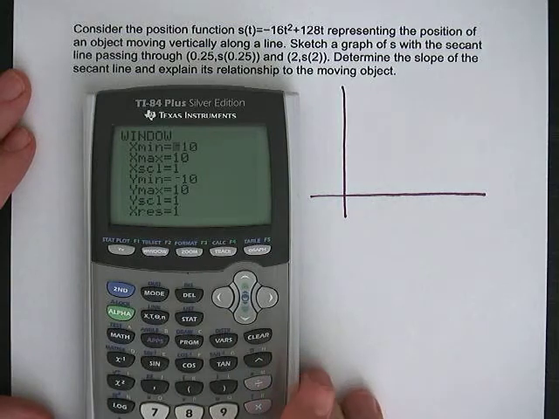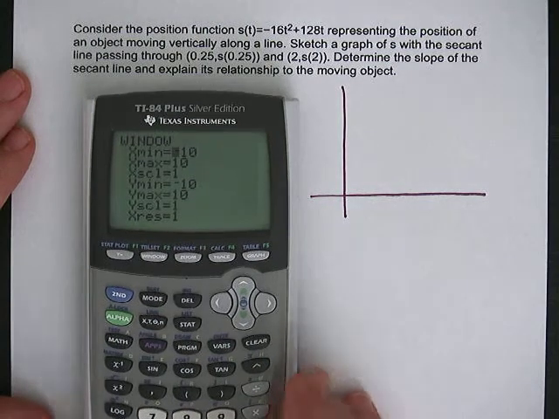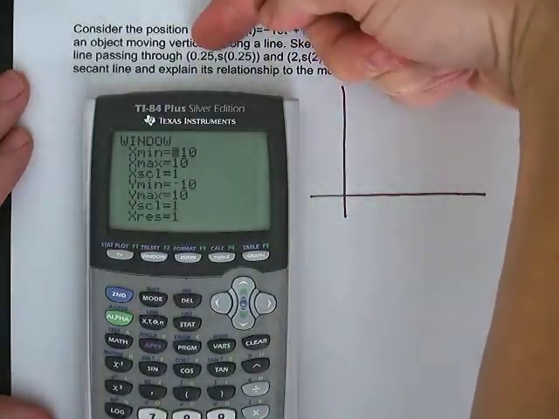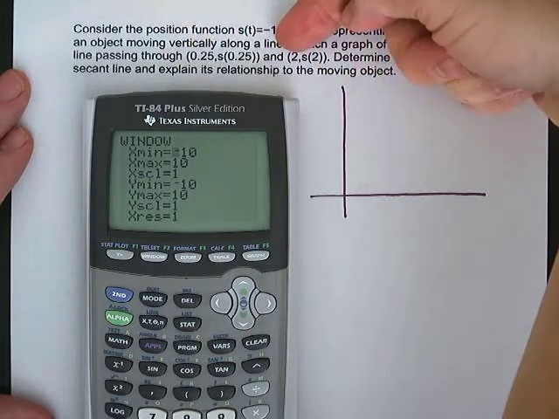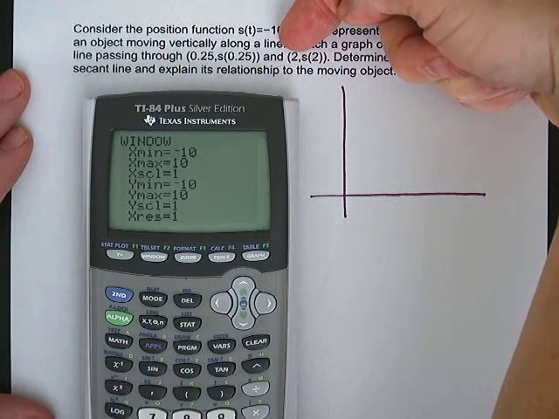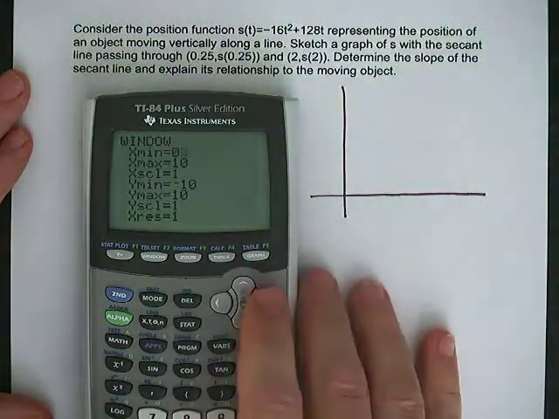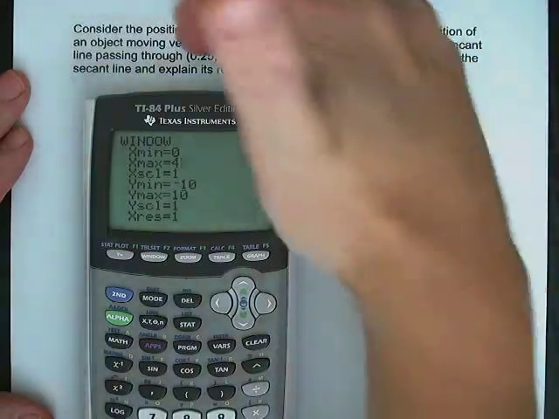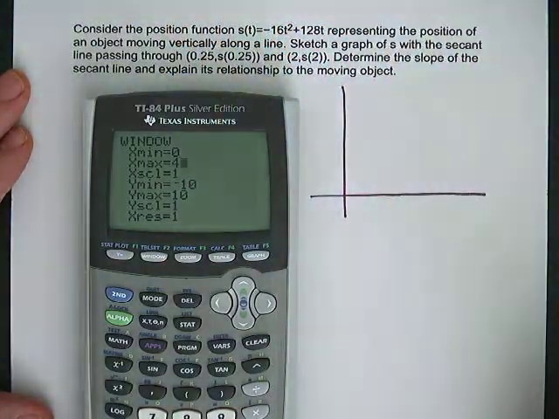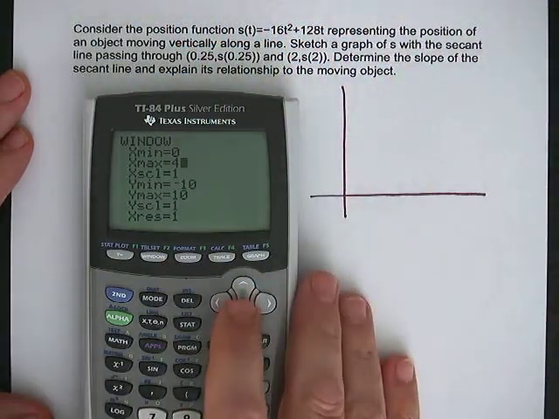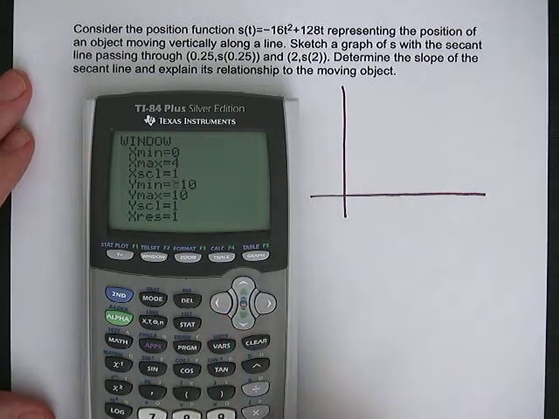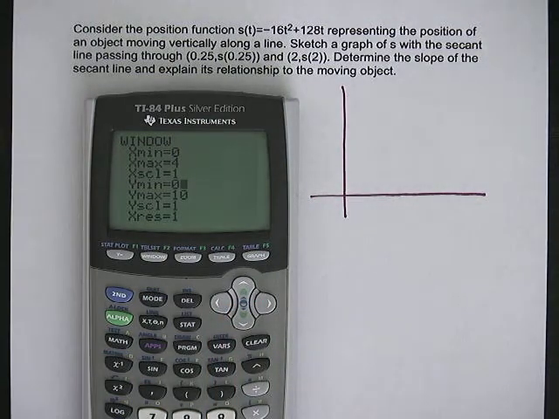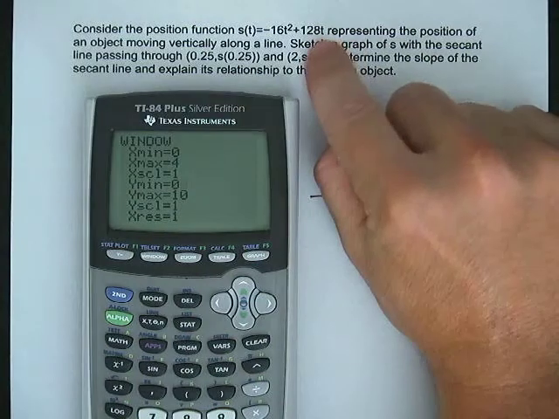Let's go to the window, and we can see that the x values we're looking at are 0.25 and 2. So we really only need the x to go from 0 to, say, maybe 3 or 4. We'll go to 4 just so we can see what the graph's doing, but cover these 2 points, 0.25 and 2. As far as the y goes, you have to look at the function and get an idea.